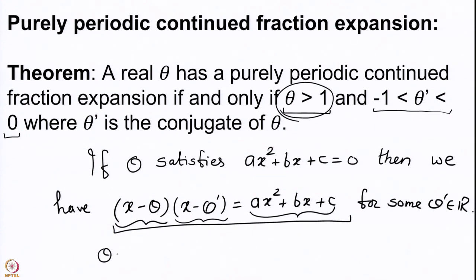This theta prime is called the conjugate to the theta that we started with. So if your theta has the form a plus b root d, then theta prime is of the form a minus b root d. So if you know how your theta is written in the form a plus b root d, then computing this theta prime is not difficult. But the condition now says that your theta is bigger than 1, and then this theta prime has to be a negative number, but it cannot be a very large negative number. It should be between 0 and minus 1, and it should not be equal to any of these two. It's an irrational number, so of course it will not be equal to any of these two. So it should be between minus 1 and 0.